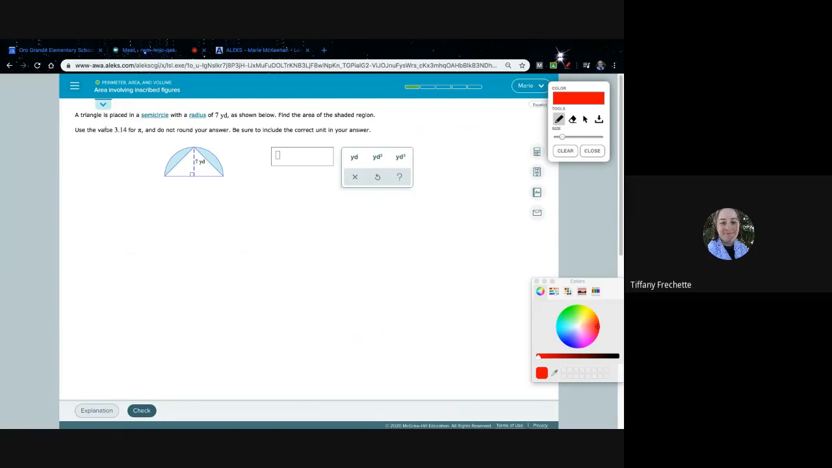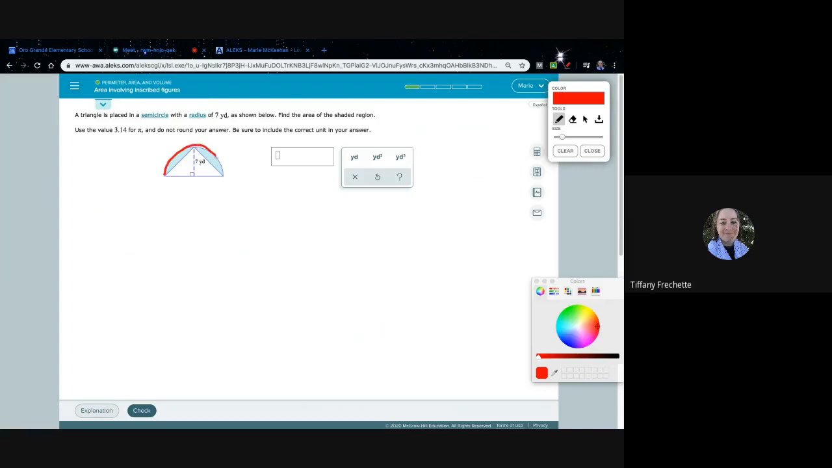Okay, so now we have a triangle, and it's placed in a semicircle. Semicircle means half the circle. It has a radius of 7 yards, so they're telling us the radius already. Find the area of the shaded region below. Again, 3.14 for pi. Don't round your answer. Include the units.